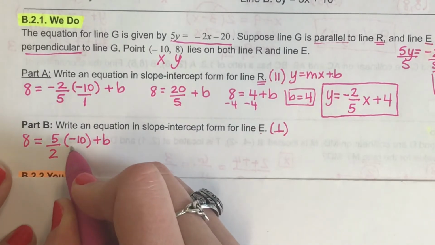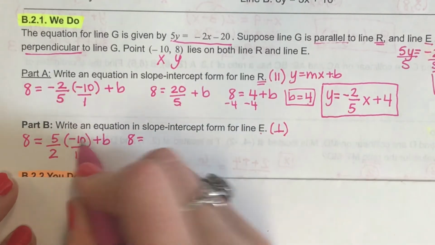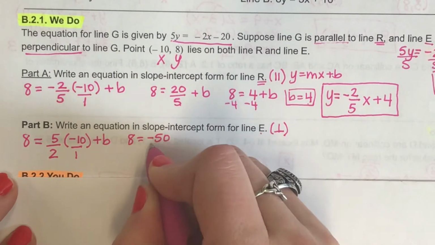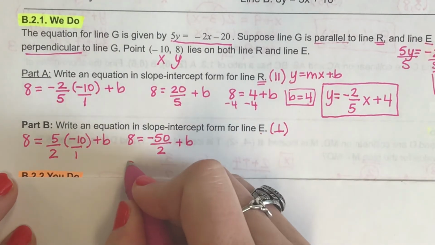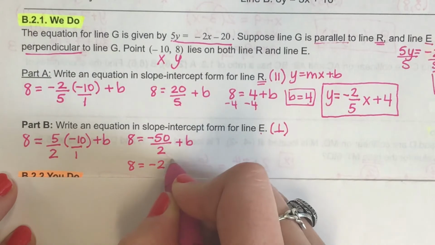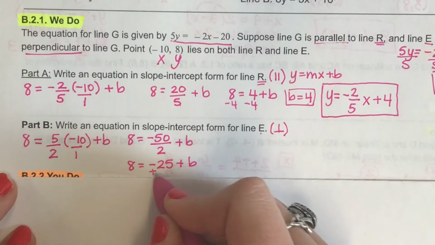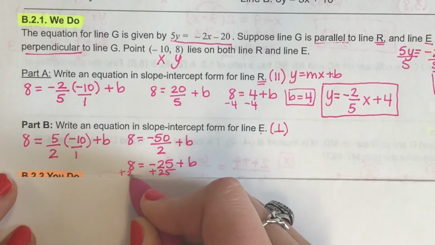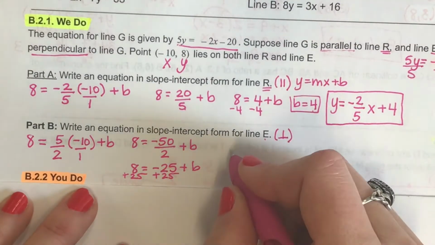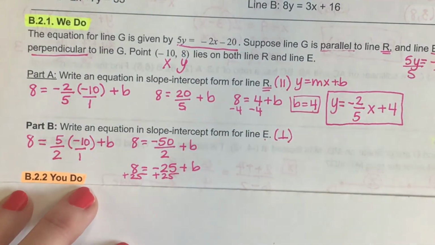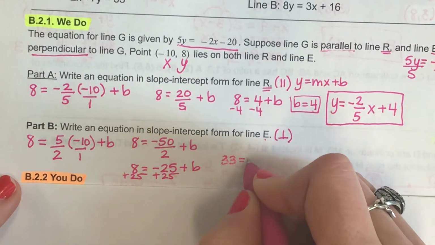Again, I'm going to make this into a fraction, multiply straight across. 5 times -10 is -50. Divided by 2. And if I divide -50 by 2, I get -25. Now to get my b by myself, I just add 25 on both sides. Sorry, I'm running out of space. And I get, so 25 plus 8, 33 is my b value.